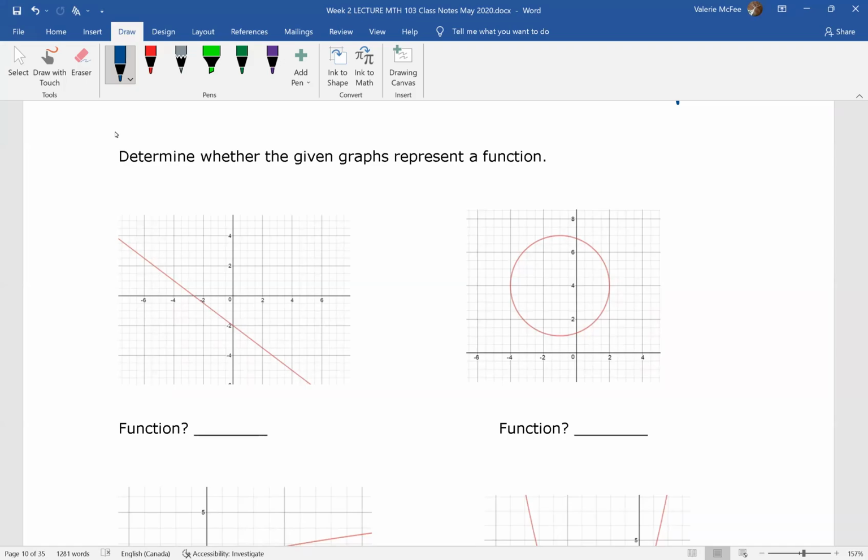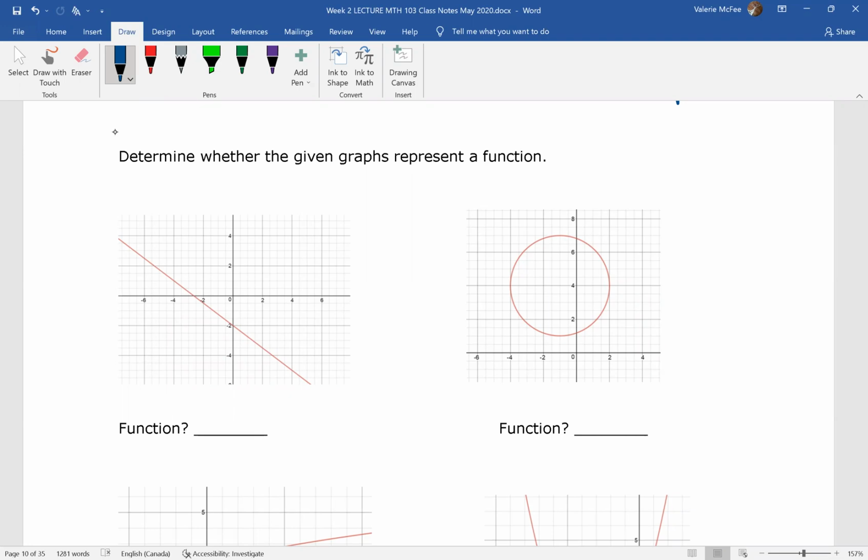In the last video, we looked at a function as a set of ordered pairs where x does not repeat. How do we determine whether or not a graph represents a function? Well, we can look at this first one, this linear graph.